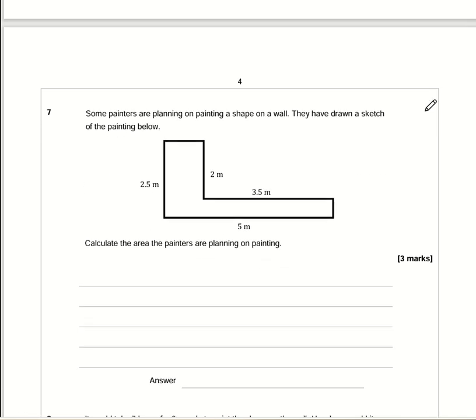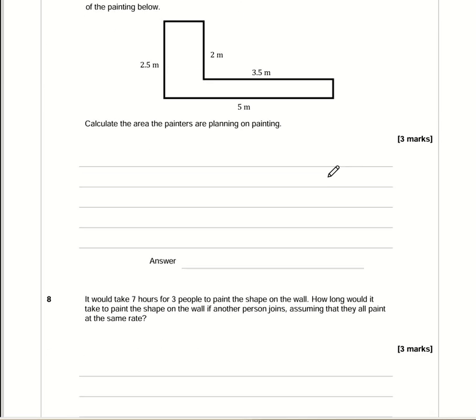So moving on to question number 7, we need to work out the area that the painters are planning on painting. So what I'm going to do is chop this into 2 rectangles. So the area of a rectangle is the length times the width, or base times the height, one dimension multiplied by another. So this rectangle here, I'll call this rectangle A and this rectangle B.